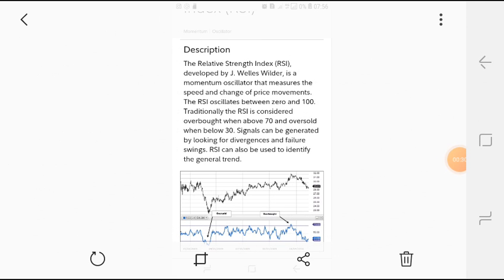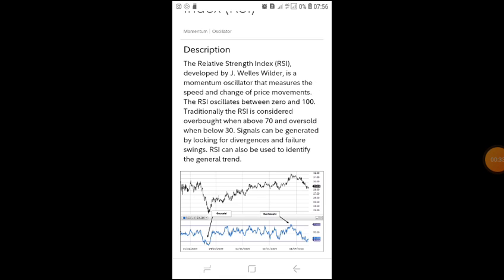So, what is the RSI indicator? The Relative Strength Index, RSI, developed by J. Wells Wilder, is a momentum oscillator that measures the speed and change of price movements. The RSI oscillates between 0 and 100. Traditionally, the RSI is considered overbought when above 70 and oversold when below 30. Signals can be generated by looking for divergences and failure swings. RSI can also be used to identify the general trend.